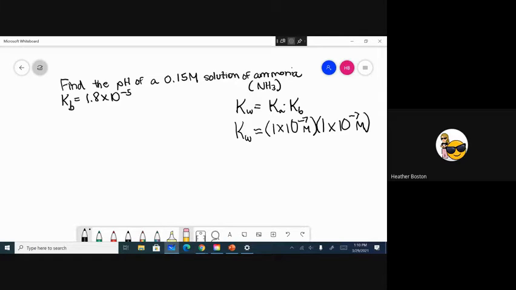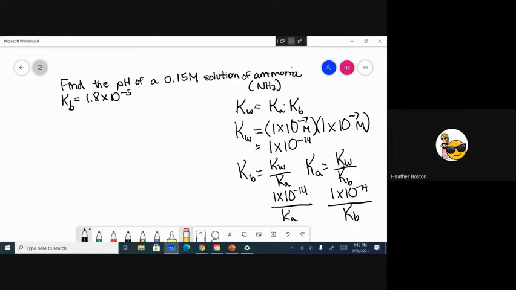That's a pH neutral solution of 7. So you can rearrange this formula and say that Kb is equal to Kw divided by Ka, and Ka is equal to Kw divided by Kb. And Kw is always 1 times 10 to the minus 14.